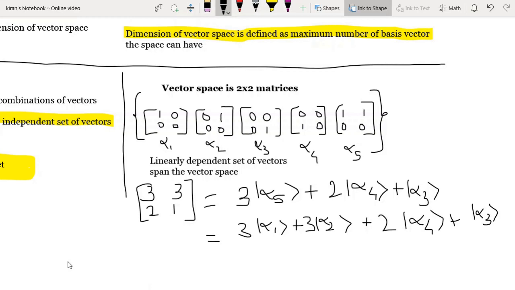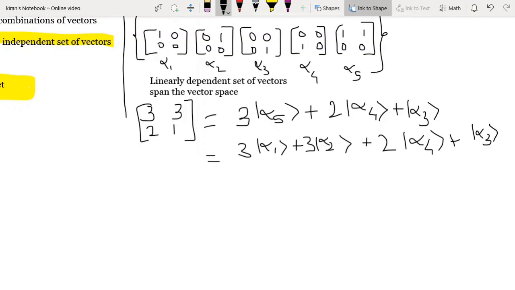I can take any vector from 2 by 2 matrices, and using these vectors, I can represent that vector. I can represent the vector I have chosen using linear combinations of these vectors. So it proves that this linearly dependent set of vectors spans the vector space. For span, it's not required that the set of vectors is linearly independent. A dependent set can also span a vector space.